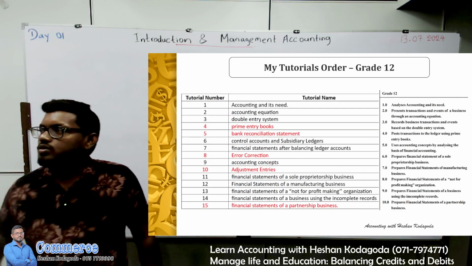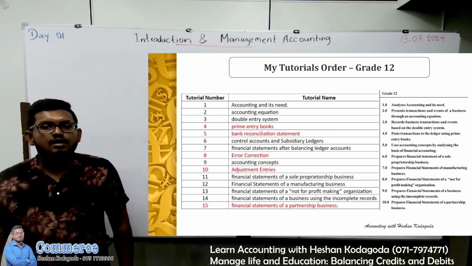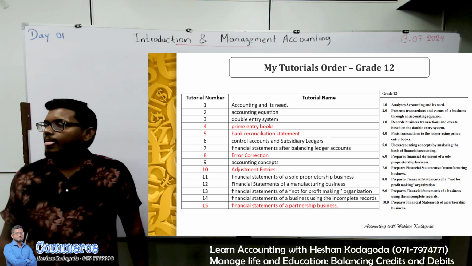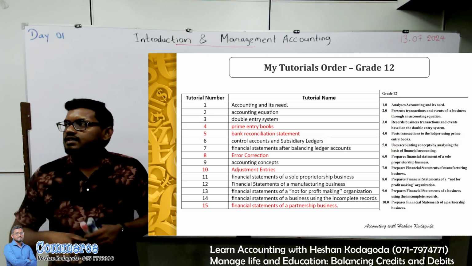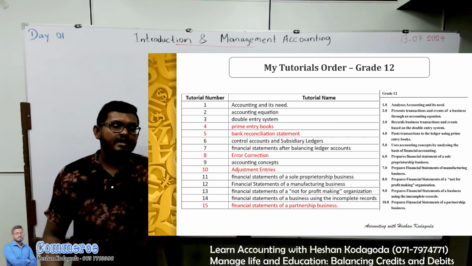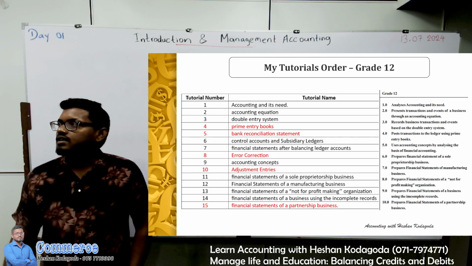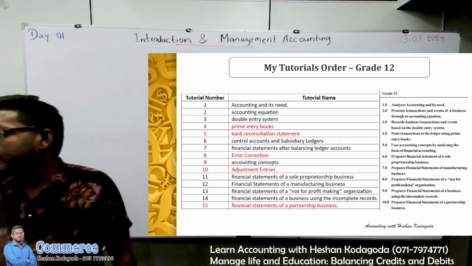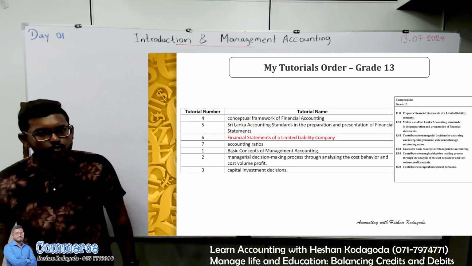And the other thing, this is the grade 12 tute order. I explained it well, right? Now there are about 15 tutes in here. I think I already gave you the introduction to accounting and its need. And once I finish, I'll give you the accounting equation tute, right?